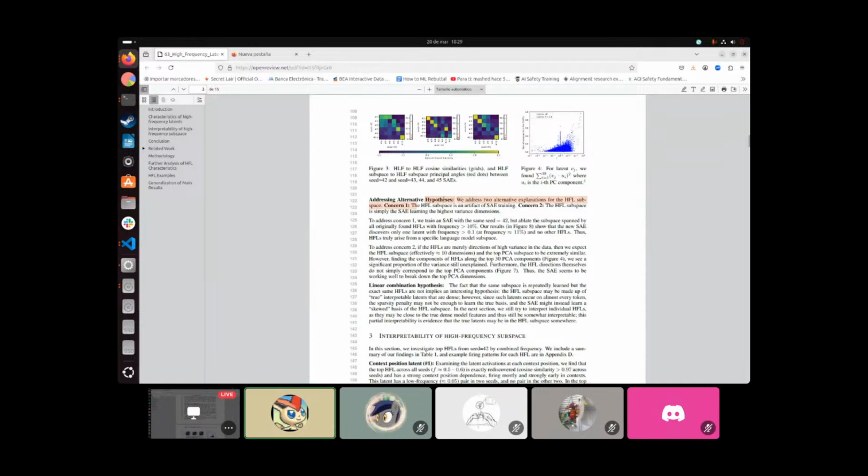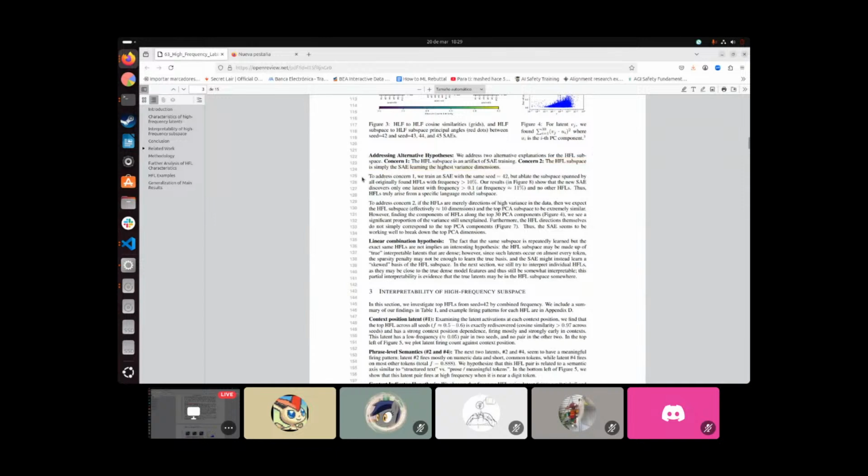It could be an artifact of sparse encoder training, and second, it's simply the sparse encoder learning the highest variance dimension. For concern one, they train the sparse encoders with the same seed and ablate these high frequency latents, ablate the subspace, and then the sparse encoder just doesn't learn the high frequency latents. Okay.